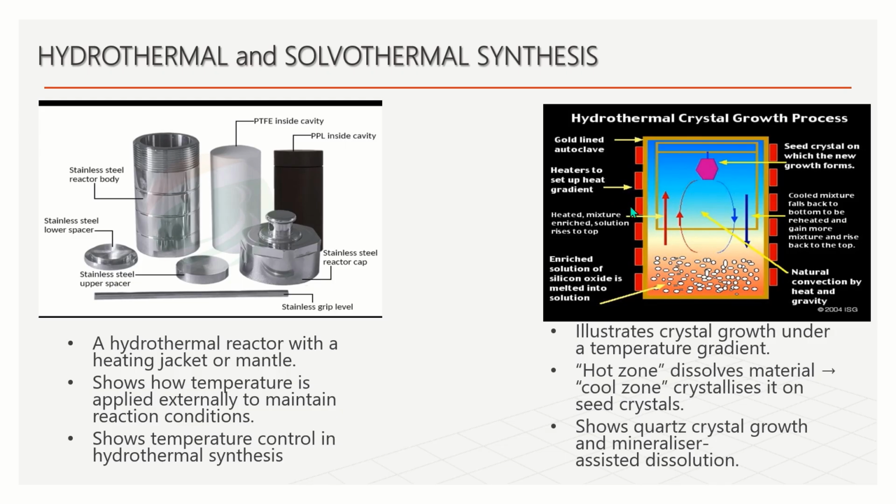In the cool zone, the top zone depicted by blue color, it is of lower temperature and the solubility decreases. Dissolved material crystallizes onto the seed crystals hanging there, which is depicted by this shape. So this creates a continuous cycle, and the hot zone dissolves the material. The hot solution rises up.